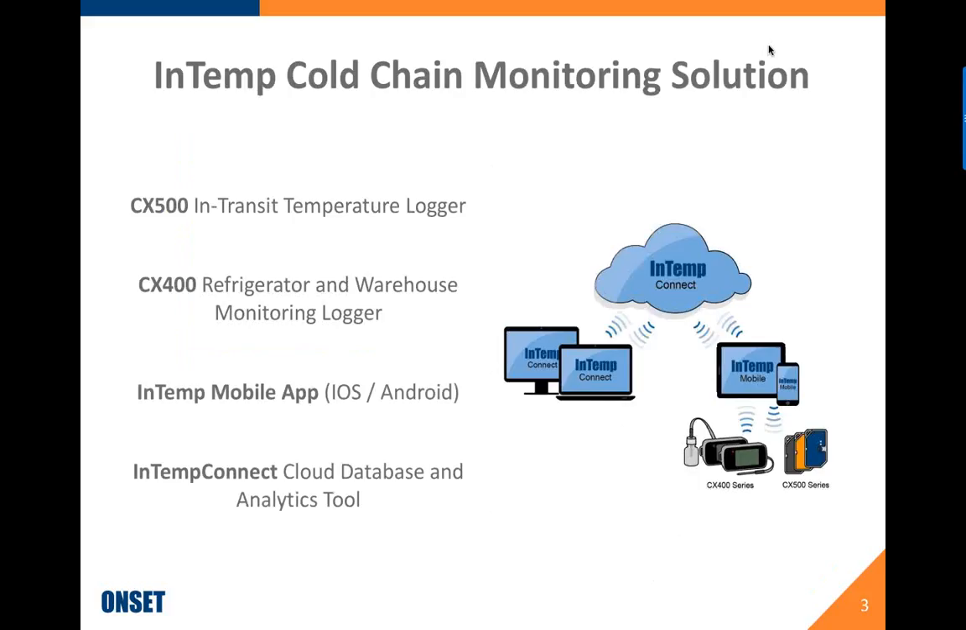Today we're talking about the InTemp Cold Chain Monitoring Solution presented by Onset Computer Corp. And what that encompasses from our organization is a number of things. First and foremost, our two hardware products, temperature loggers for the supply chain: our CX500 line, which are transit temperature loggers, and our CX400 line, which are temperature loggers designed for refrigerators, freezers, walk-in coolers, and warehouse monitoring. We'll briefly touch on those products, and then we'll dive into the core of our solution, which is the InTemp mobile application and the InTempConnect cloud database and analytics tool.